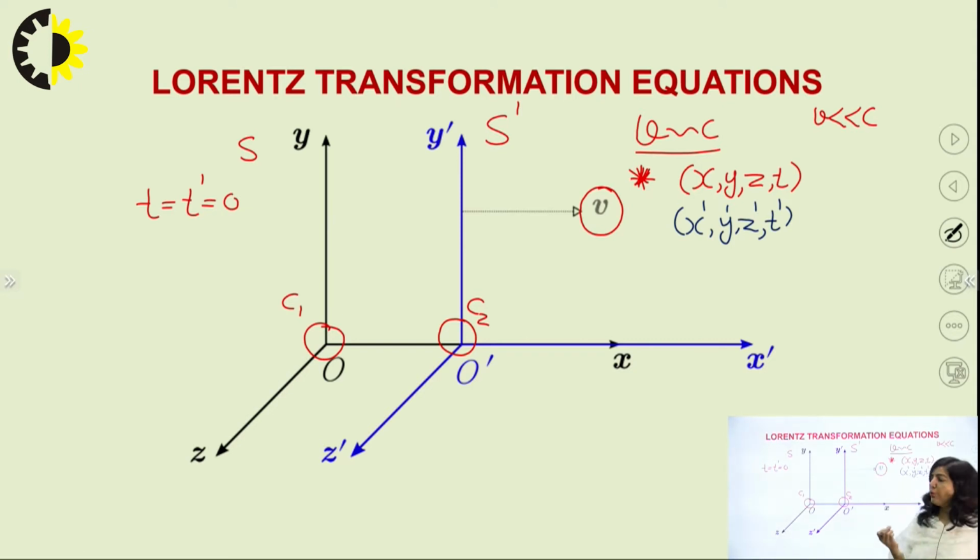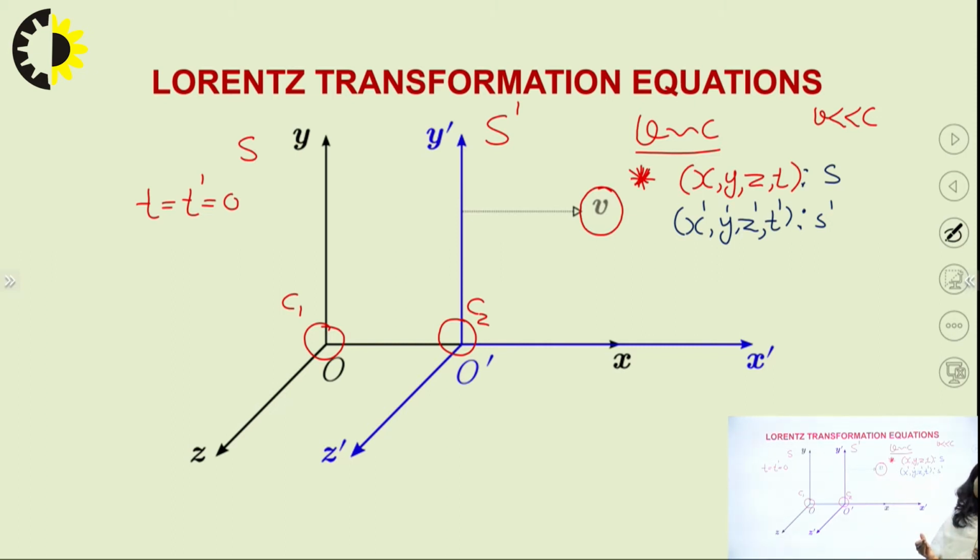So obviously two different observers and two different inertial frames are recording the same event, so you will have two different sets of coordinates. One is x, y, z and t, the first set with respect to S, and the second set is with respect to S dash. You know the meaning of transformation equations, as I have already explained: transformation equations mean you have to correlate the coordinates of one inertial frame in terms of the coordinates of the other inertial frame.